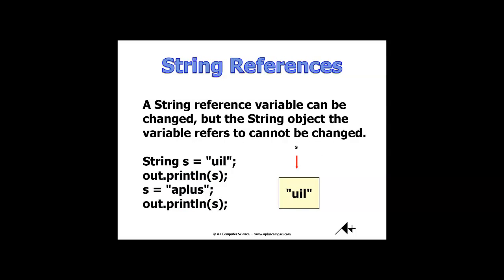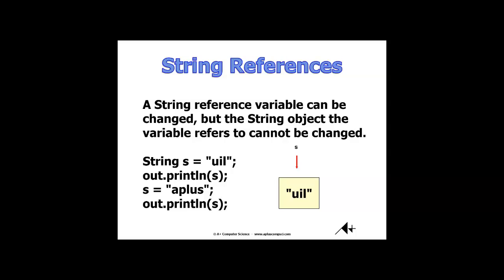So, a reference points at something. We've looked at a lot of reference examples over the last few units. I can change where a reference points, but with strings, I cannot change what the reference is pointing at. Once again, I can change where it's pointing, but I can't change the thing it's pointing at with strings, because strings are immutable. So in my example, I've got S pointing at UIL. S is referring to UIL.